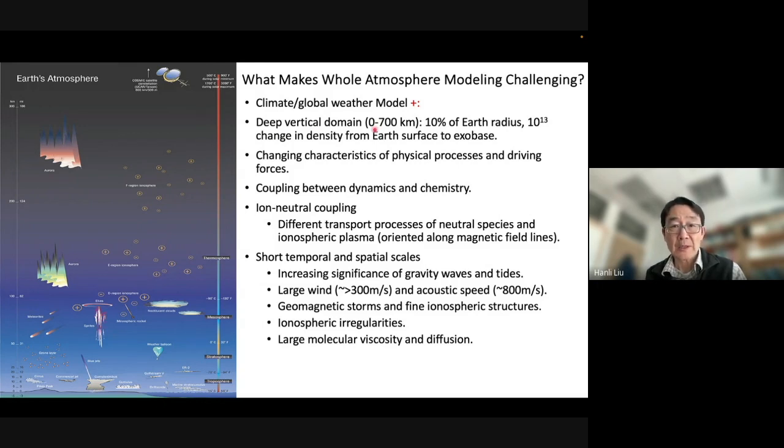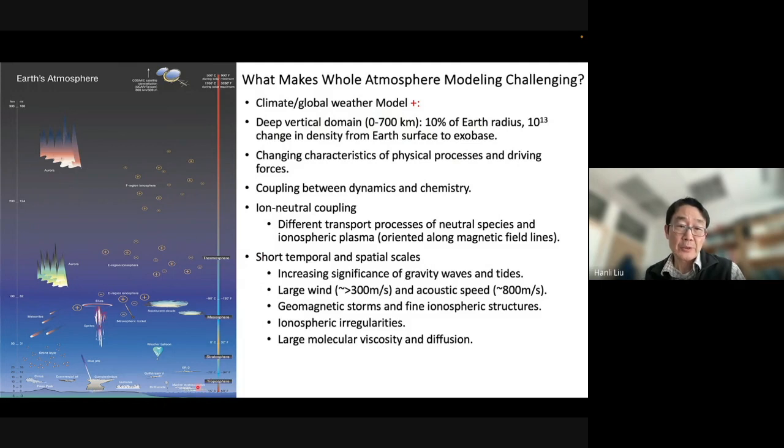These are some of the challenges. Of course, if it's a whole atmosphere model, at first you need to be able to describe the climate and the weather system. So first of all, it has to be a global climate or weather model. And in addition, we have a third dimension. It really extends vertically quite a bit. The depth of the whole atmosphere from the surface to the exobase, where hydrogen starts to escape, is about 700 kilometers. So that's about 1/10 of the Earth radius.